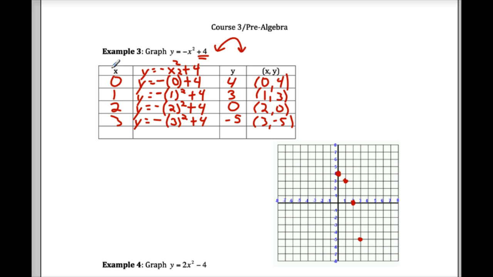Let's go to negative 1 now. Guys, write this one carefully. Negative, parentheses, negative 1 squared, plus 4. If you can do that, you're really doing a good job.